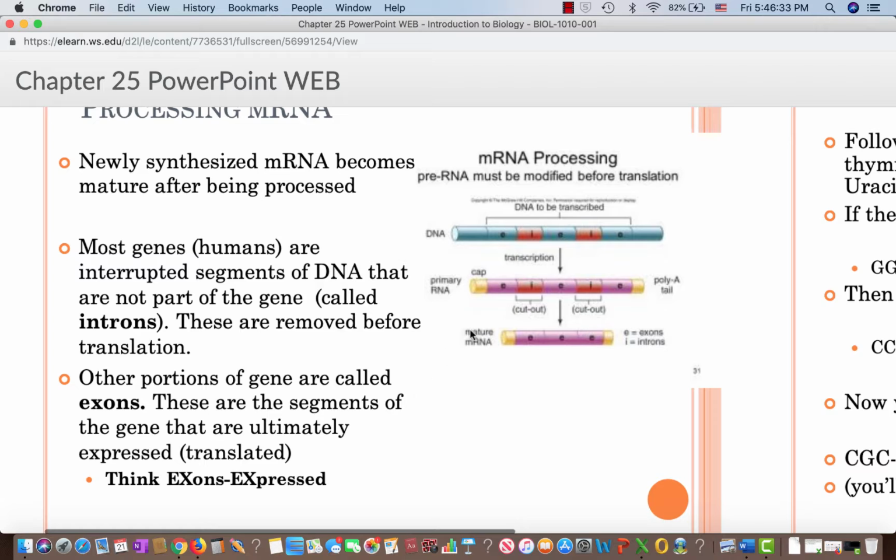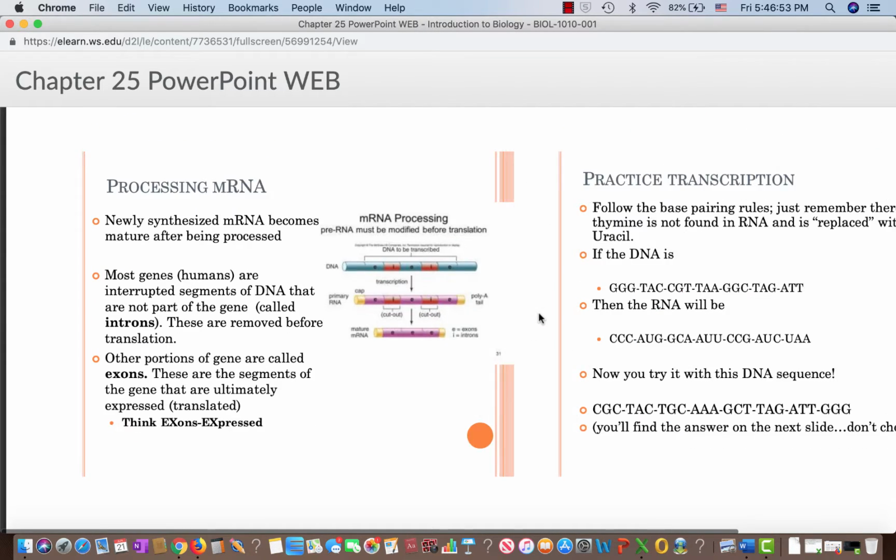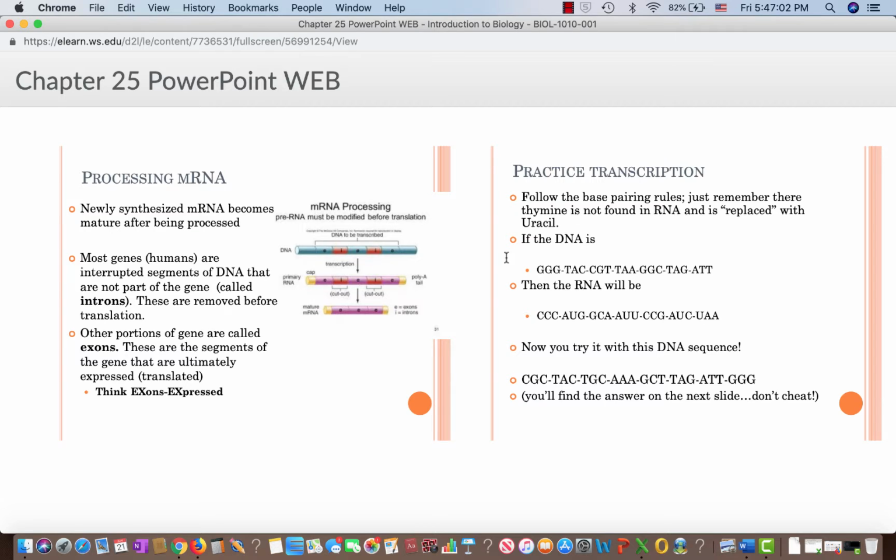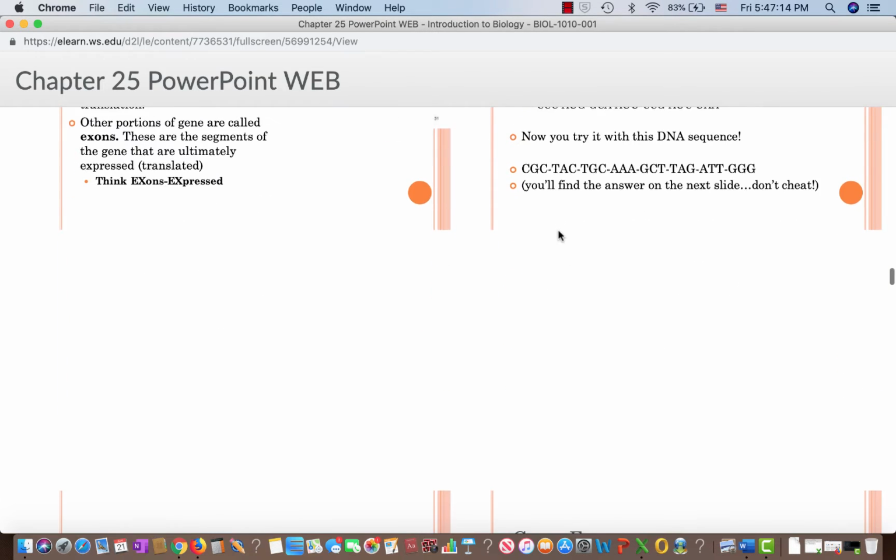And this is part of the reason why you can have so much variability coming out of a single sequence of DNA, because at each of these exons or introns, when they're cut out, you can rearrange the order of things in some cases, and you can get a lot of proteins out of one single sequence of DNA. So this is just practice here for you, practicing transcribing DNA to RNA. Just remember that you don't have thymine in RNA, you use uracil in its place.